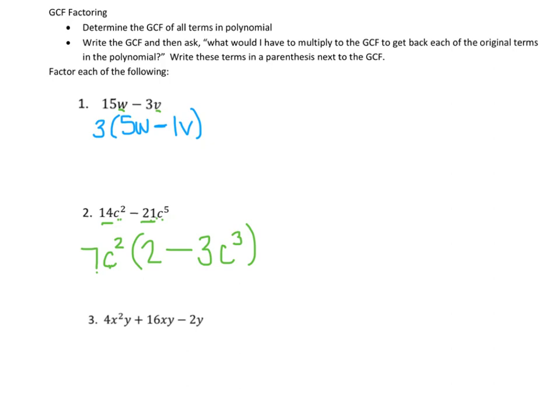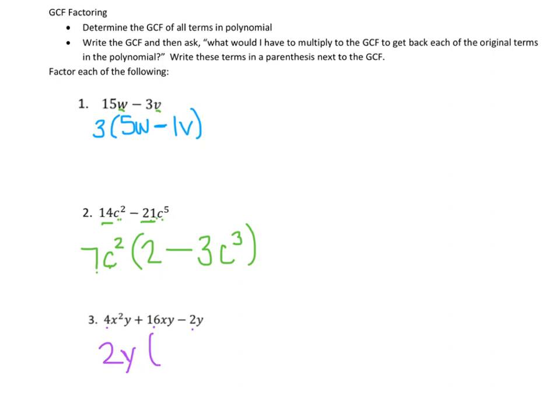Okay, let's go through the next one, number 3. 4x squared y plus 16xy minus 2y. Okay, so again, start by looking at the numbers, 4, 16, and 2. Hopefully we can all agree that 2 is the largest number that divides into all of them. Now let's look at your variables. You have an x squared, an x, and no x in this last term. Because there is not an x here, we cannot take an x out because it's not common to all 3 terms. Look at the y, y, y. They all have a y, so go ahead and pull that out. There's your GCF, now your parenthesis.